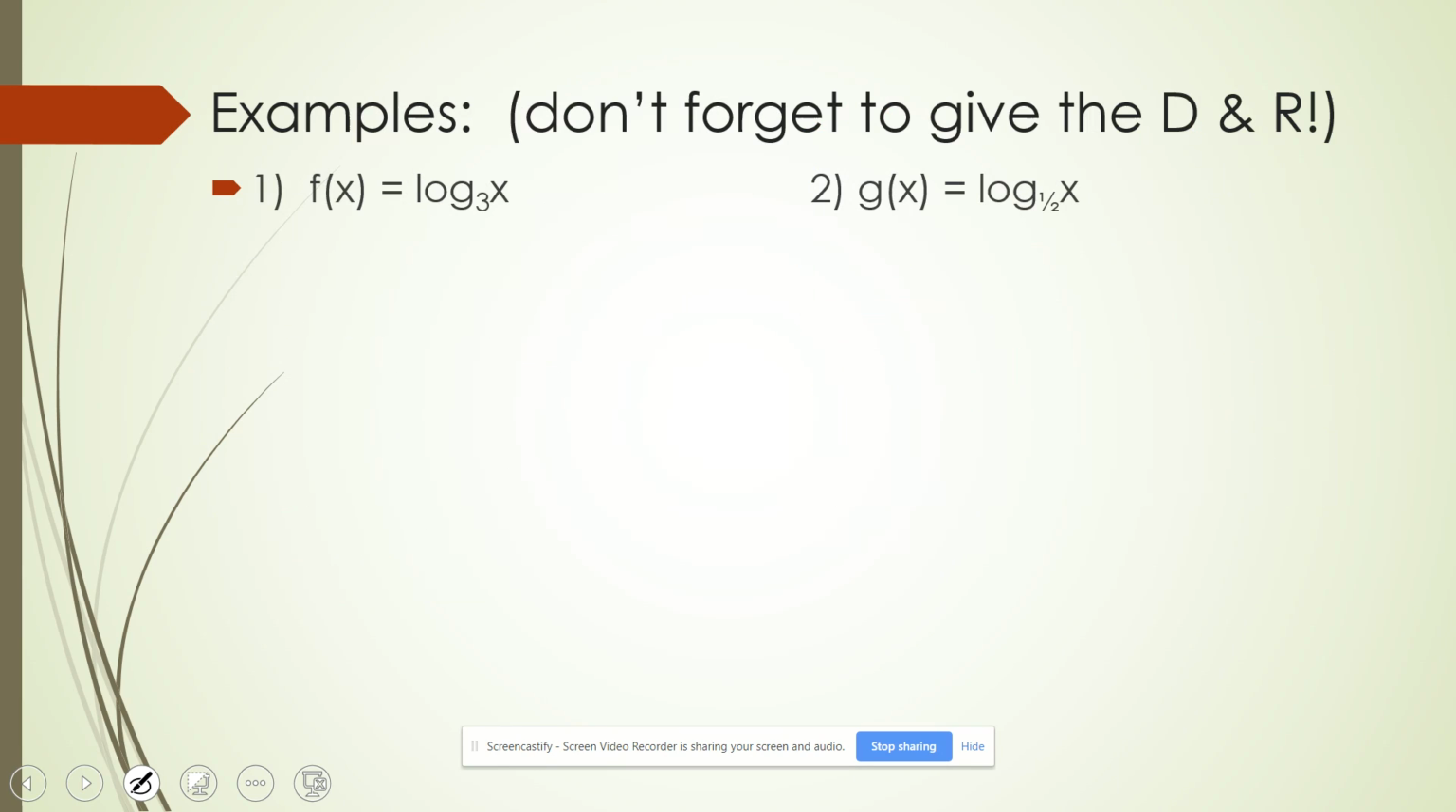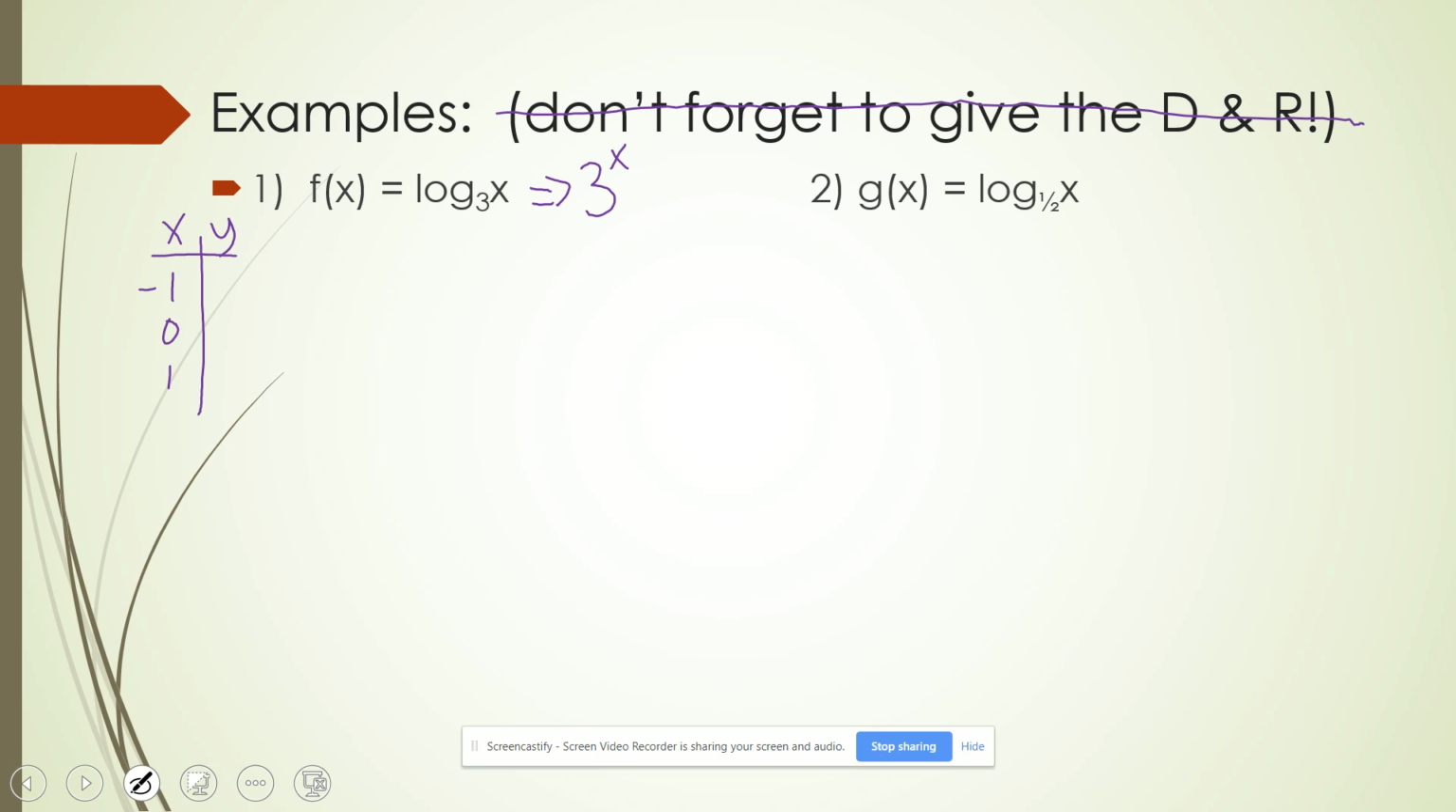Let's try a couple. We're not going to worry about domain and range for right now. So our base here is 3. So our inverse function is 3 to the x power. So let's do our xy table, negative 1, 0, 1. Remember, always 3 good points.